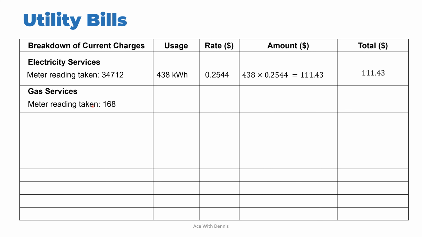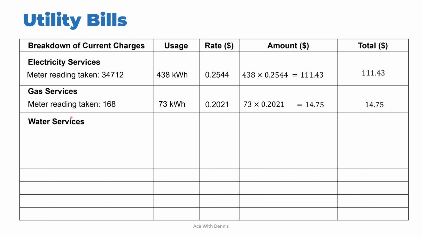Again, we have the meter reading taken, 168. Not so important, but we want to look at this column. The usage is, let's say, 73 kilowatt hour, and the rate is 20.21 cents. The amount will be, again, the usage multiplied by the rate, so 73 times 0.2021, which is $14.75. Hence over here is $14.75.